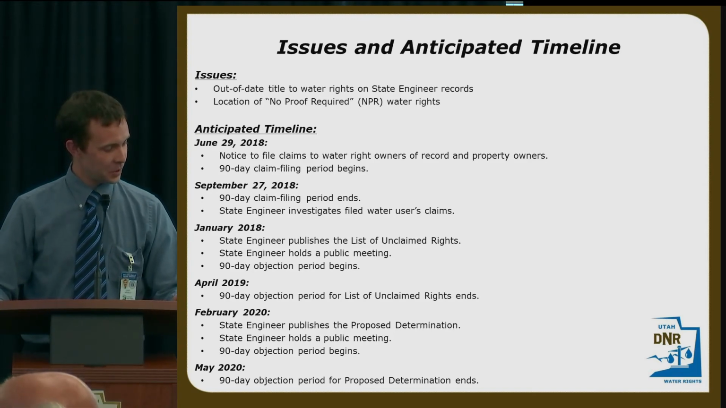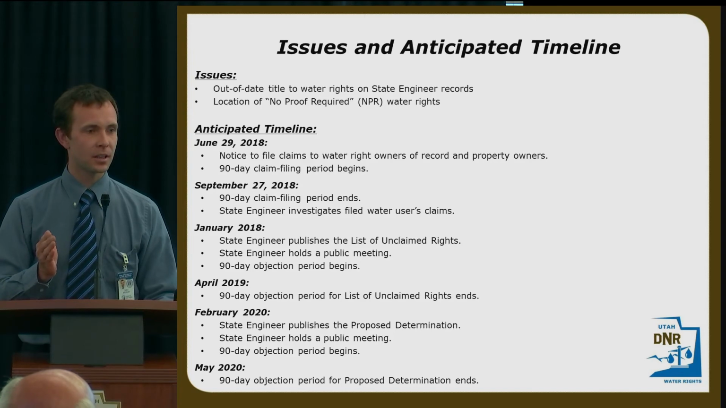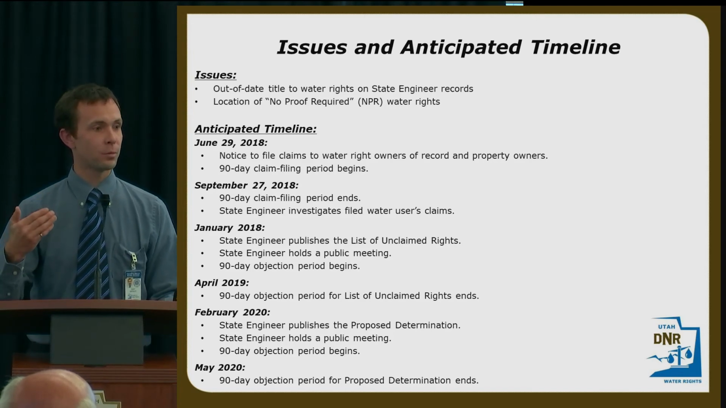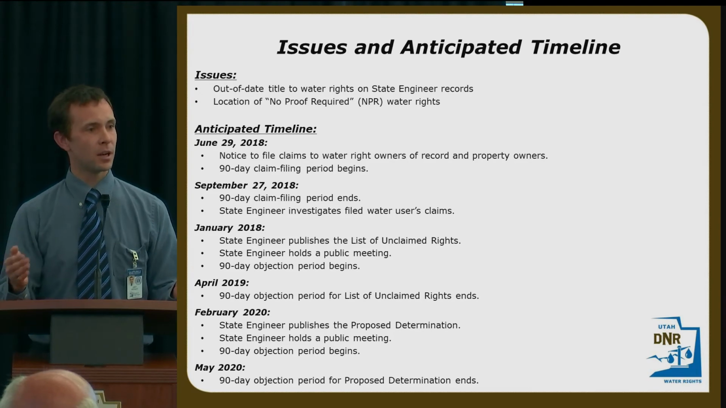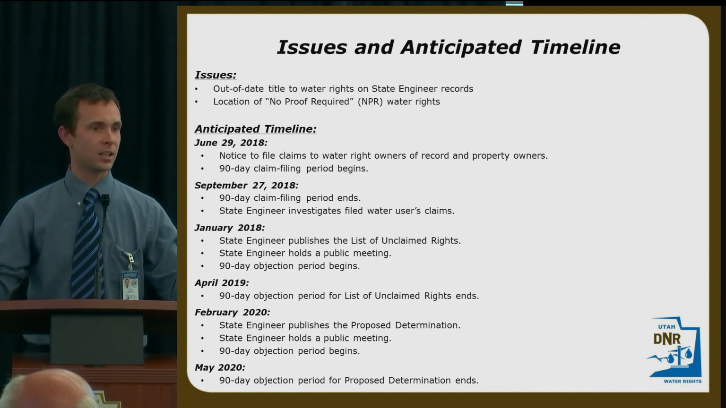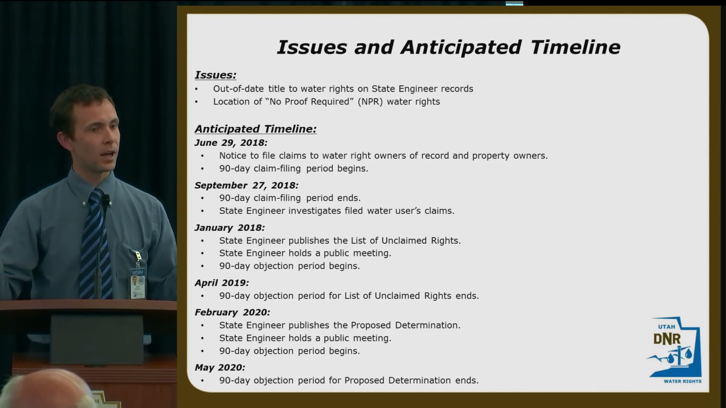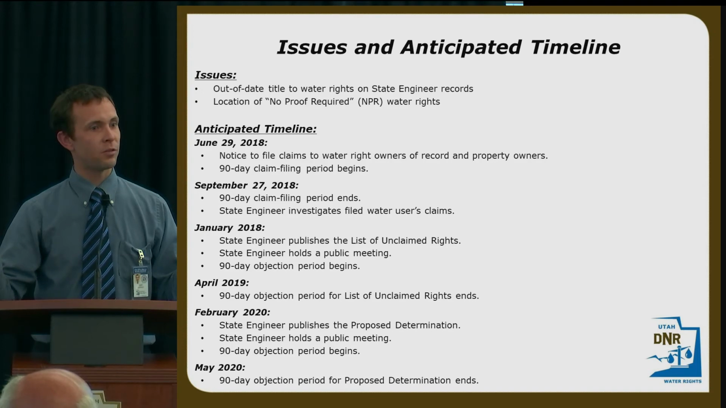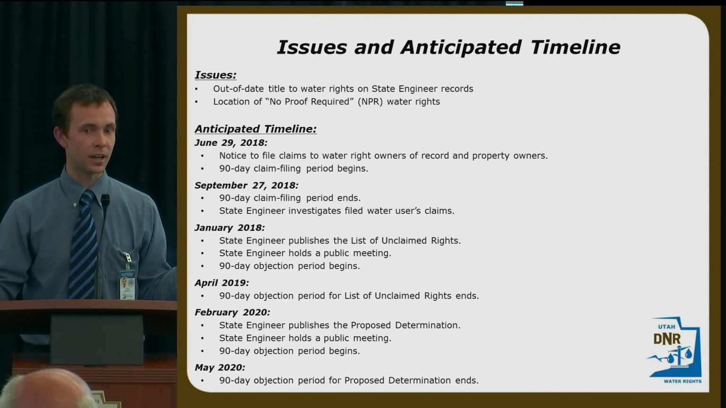So, the other issue, location of no proof required water rights. In the case of many applications that came to the state engineer's office through the proper channel after statute was adopted, statute was adopted again in 1903 and revised again in 1935. It's been revised lots of times, of course, but the big parts of the statute require a person to file an application with the state engineer to initiate a water right after the statutory adoption date.